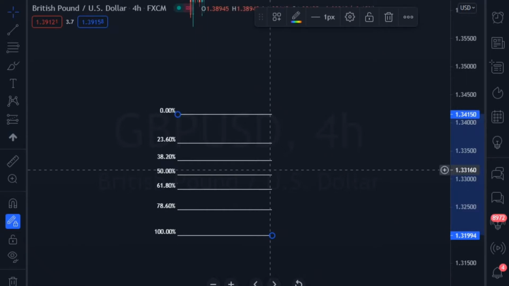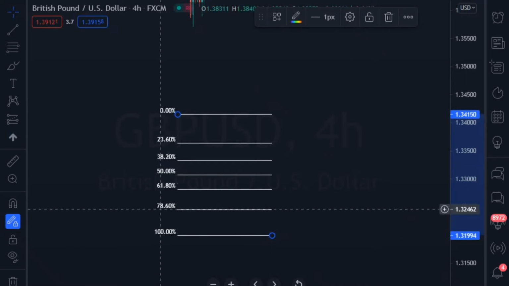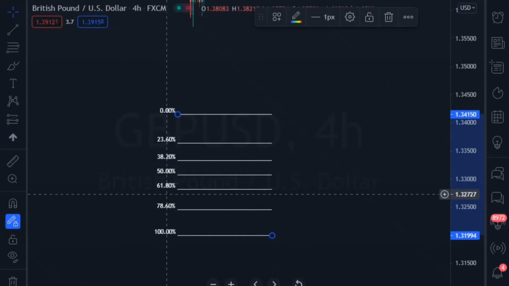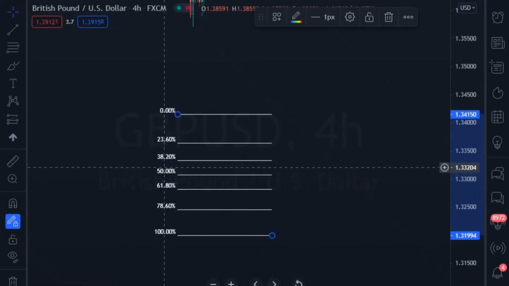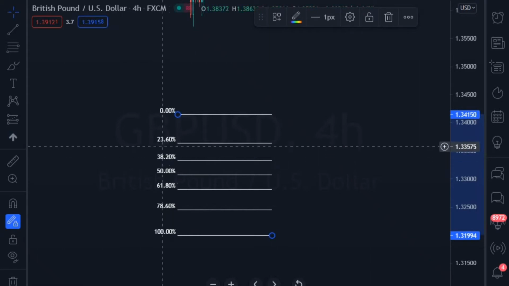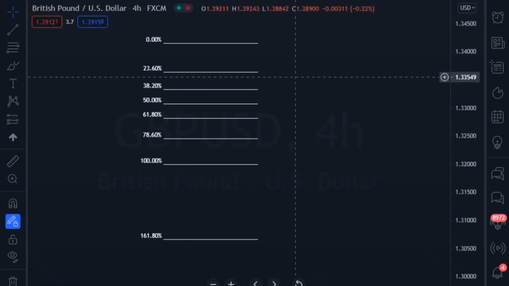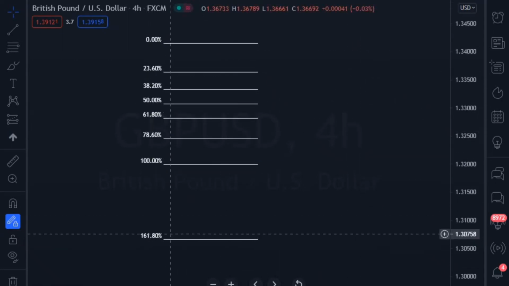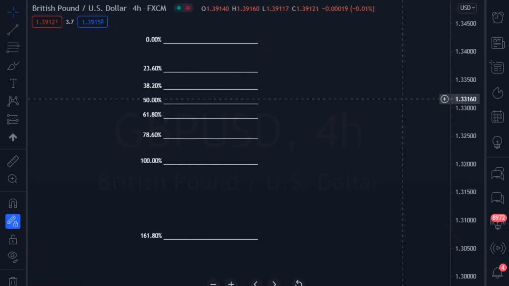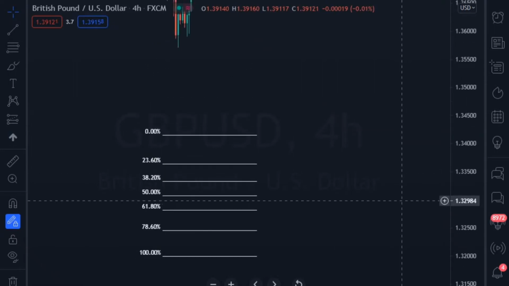So I know you're seeing something like 100%, 78.6%, 61.8%, 50% here, 38.2%, 23.6%, and 0%. So these percentages that you're seeing here, and you could even see 161.8%. So this percentage is the percentage in terms of retracement.